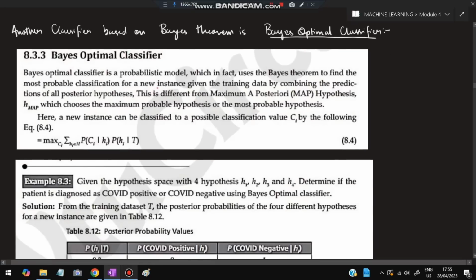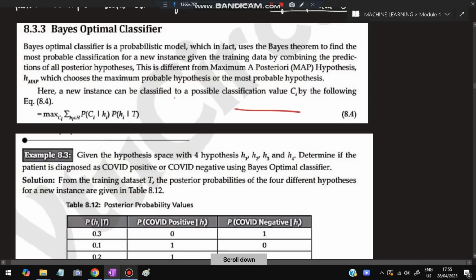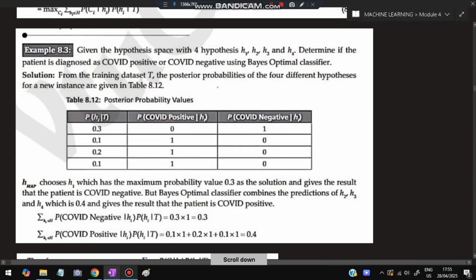Another type of the same thing is the Bayes optimal classifier. Here also we do the same thing, but using the most probable hypothesis. It chooses the most probable hypothesis when a new instance has to be classified. Let's take an example and understand.